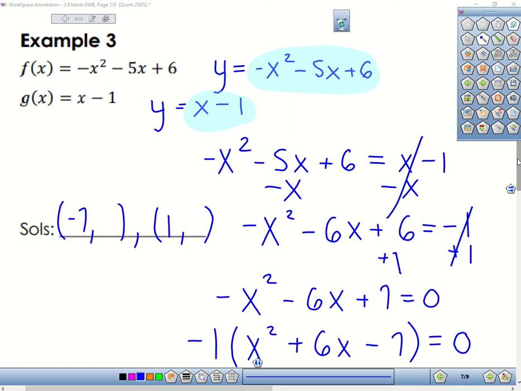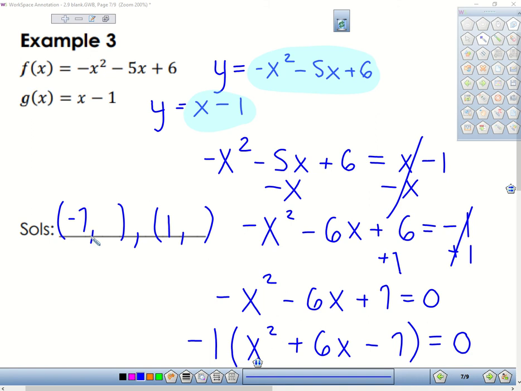Well, let's think about what this looks like. If we have two solutions, this means that my quadratic and my linear equation intersect twice. They intersect at a certain point, and we know they intersect at negative 7, comma, something and 1, comma, something. So in reality, if I plug these x values into either one of these equations, I'm going to get the same output, right? Because they're intersecting at the same spot. They occur at the same spot.